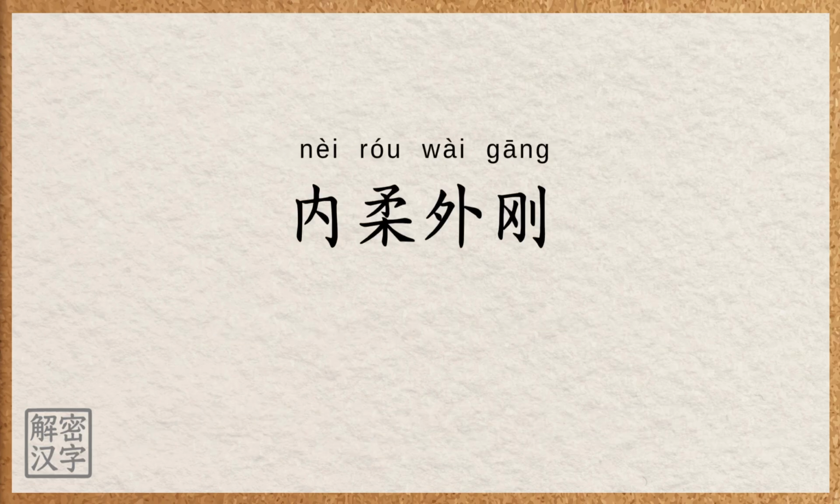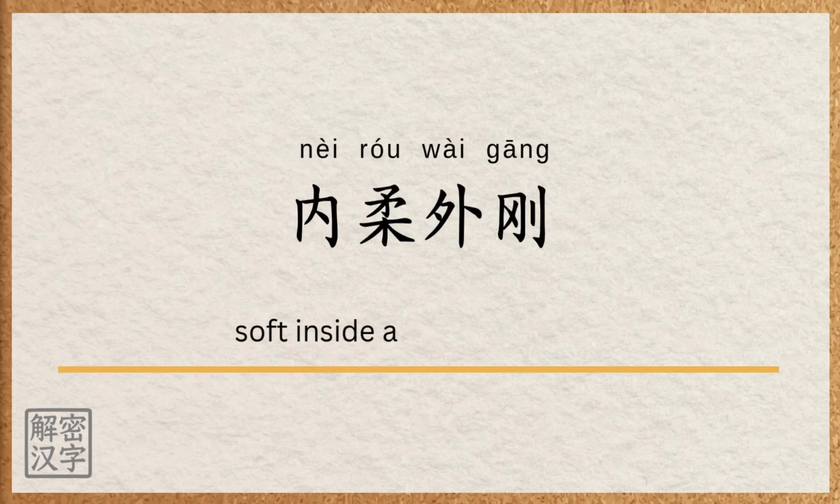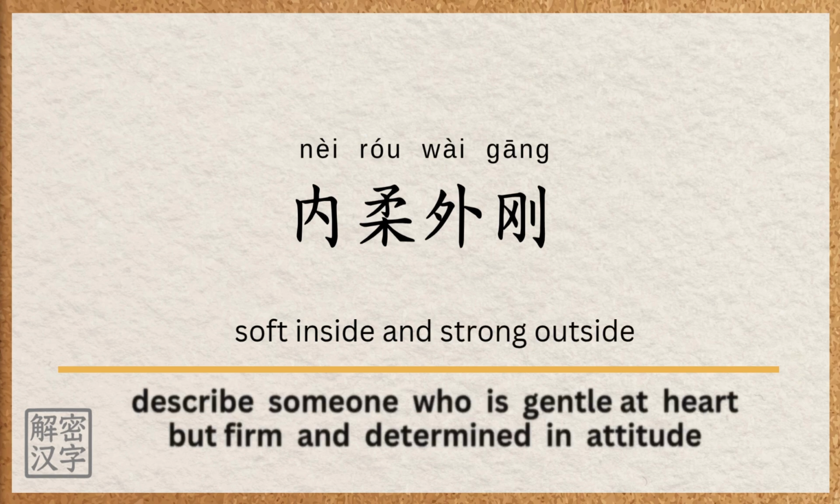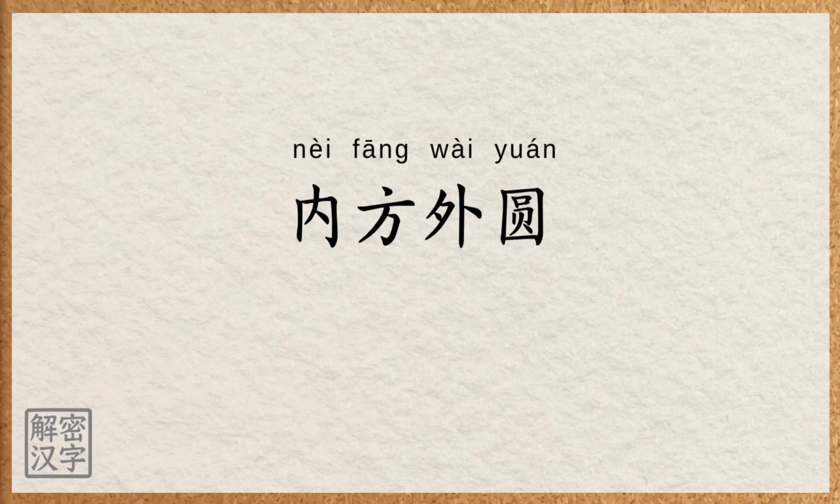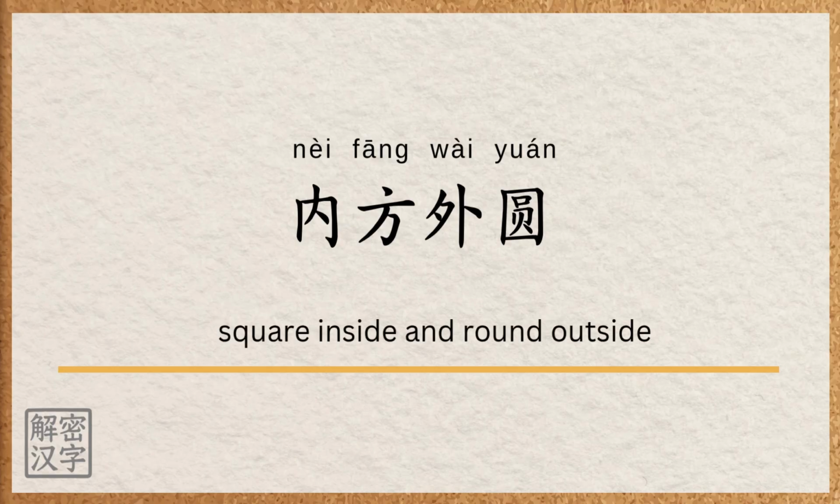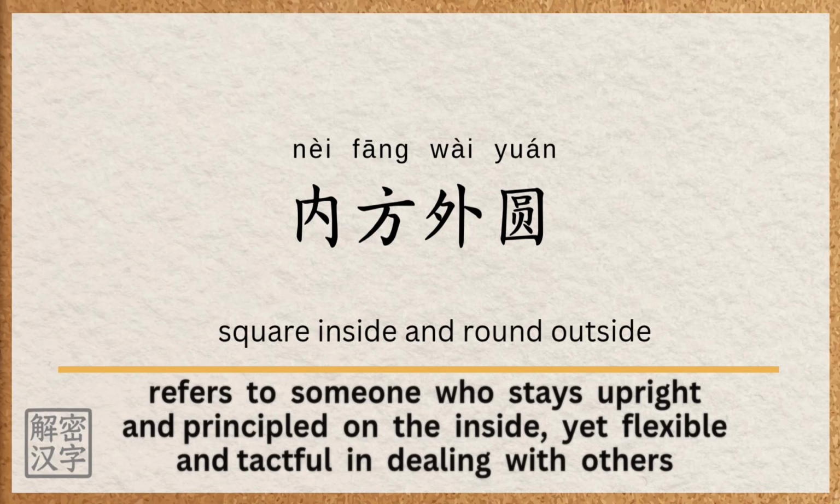内柔外刚 literally means soft inside and strong outside. It's used to describe someone who is gentle at heart but firm and determined in attitude. 内方外圆 literally means square inside and round outside. It refers to someone who stays upright and principled on the inside, yet flexible and tactful in dealing with others.